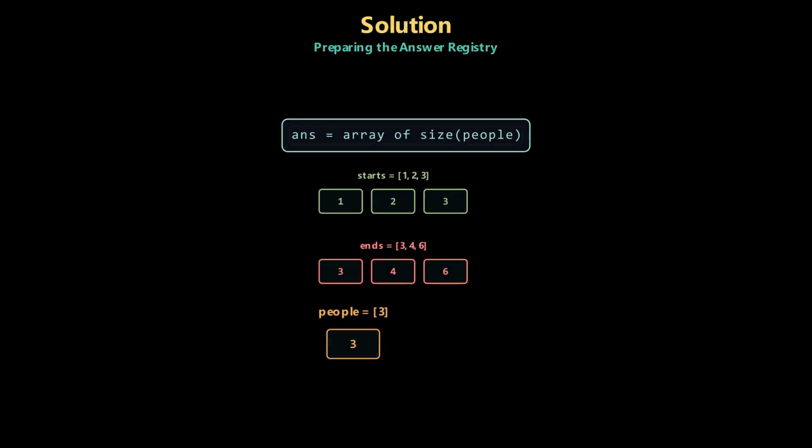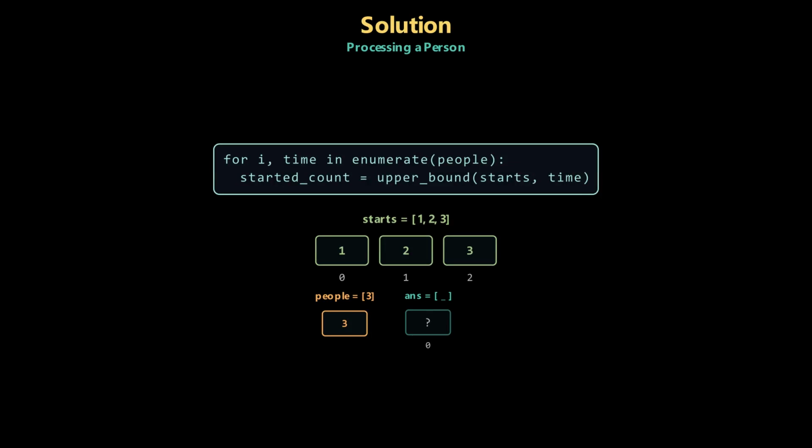We initialize a results array, matching the exact size of our incoming people list. This ensures we have a dedicated slot to store the final blooming count for every single visitor. Now we loop through each person's arrival time. For a person arriving on day 3, we execute our first binary search over the starts timeline. We look for the first position greater than 3, which lands at index 3. This tells us exactly 3 flowers have already started blooming.